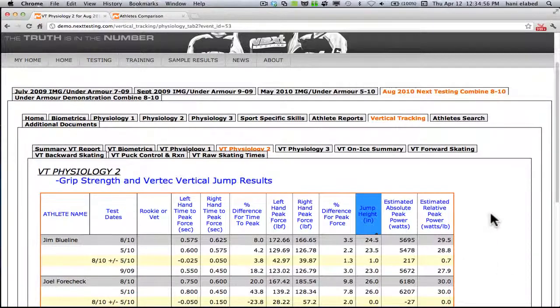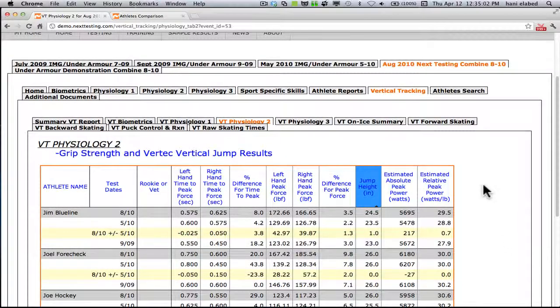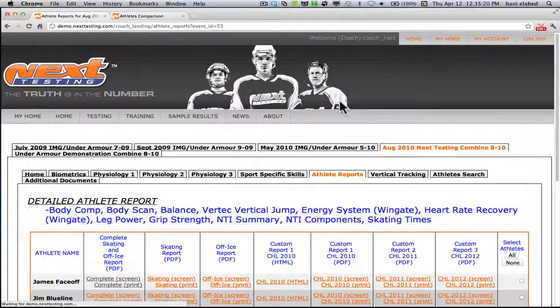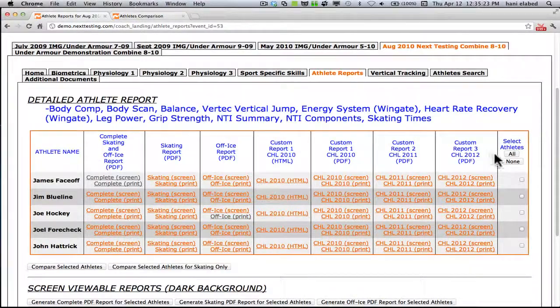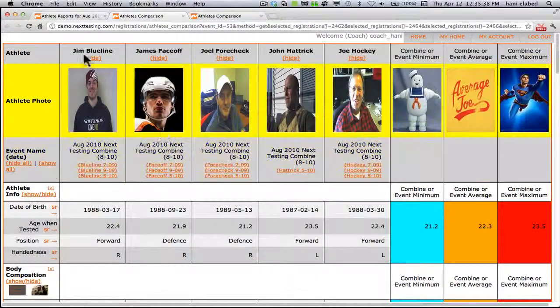Now if you wanted to see a timeline for all events, for example, not only this event of August, of May, and the previous September event, but I want to see everything for Jim, then a better way to look at it is to use the athletes compare page. So you'd come here and select all your athletes and say, okay, give me the athletes compare page. You didn't have to select all your athletes, you could have focused on one athlete. But let's look at Jim.